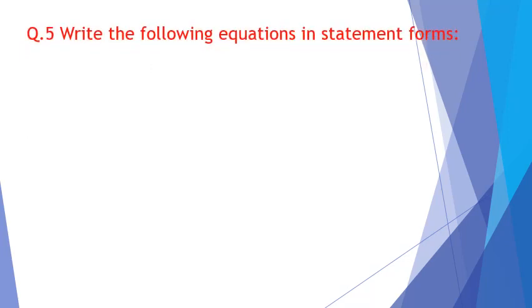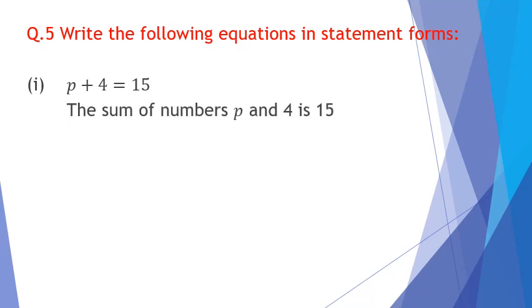Next, question number 5. Write the following equations in statement form. Just the reverse of question 4. Here they are given the equation. We have to write the statements. First one, p plus 4 equal to 15. The sum of numbers p and 4 is 15. Or the same you can write as 4 is added to p gives 15.